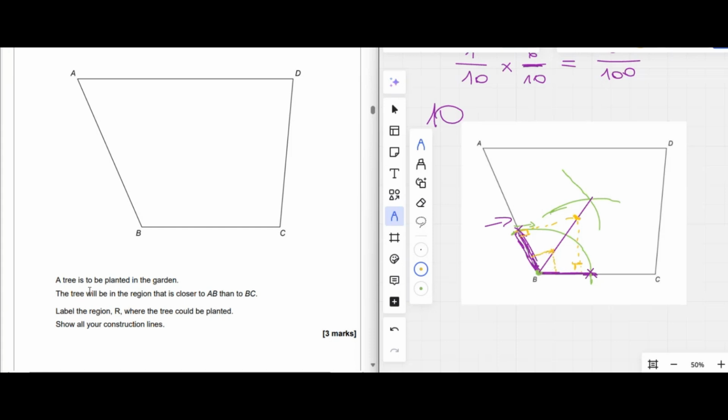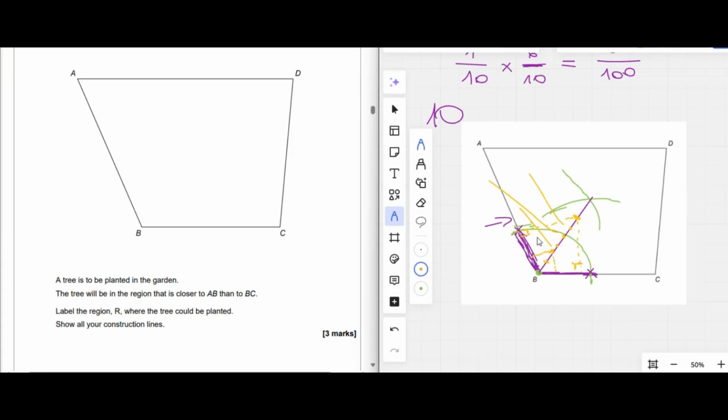And the question says a tree will be in the region that is closer to AB than to BC. So we are interested in this side without this line, so here we need to make a dotted line. Yeah, we want to exclude that line because on that line a tree is exactly as close to AB and BC. So if you want to make it closer to AB, we need to exclude that line. So make it just dotted.